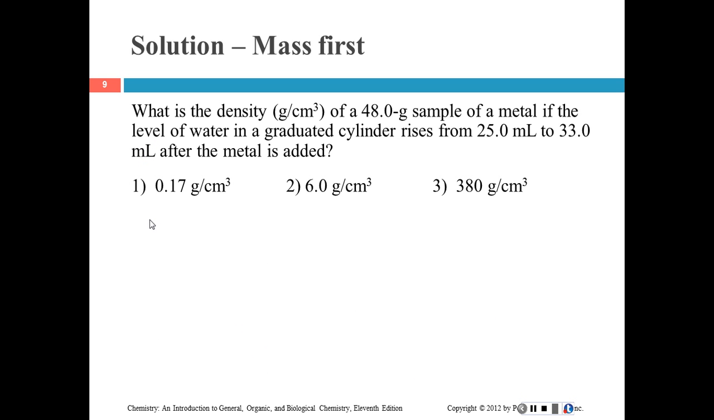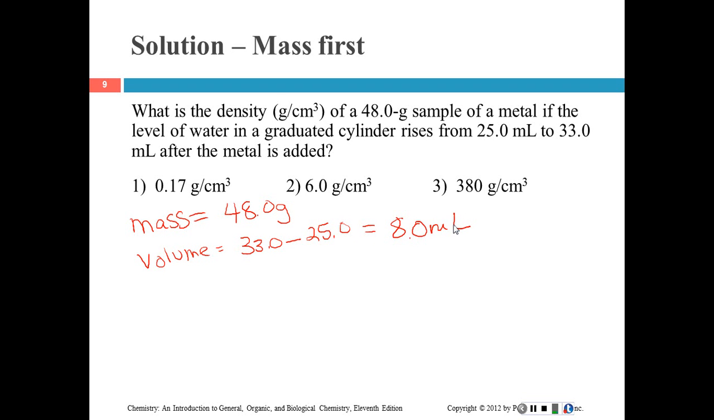Alright, so we already know that the mass is equal to 48.0 grams. And so our volume is going to be 33.0 minus 25.0. And that is going to equal 8, I think. Don't have my calculator out, so we're going to say 8.0 milliliters. Yes? Now, remember, since we were subtracting, it's the number of decimal places. That's why it's 8.0 in significant figures.